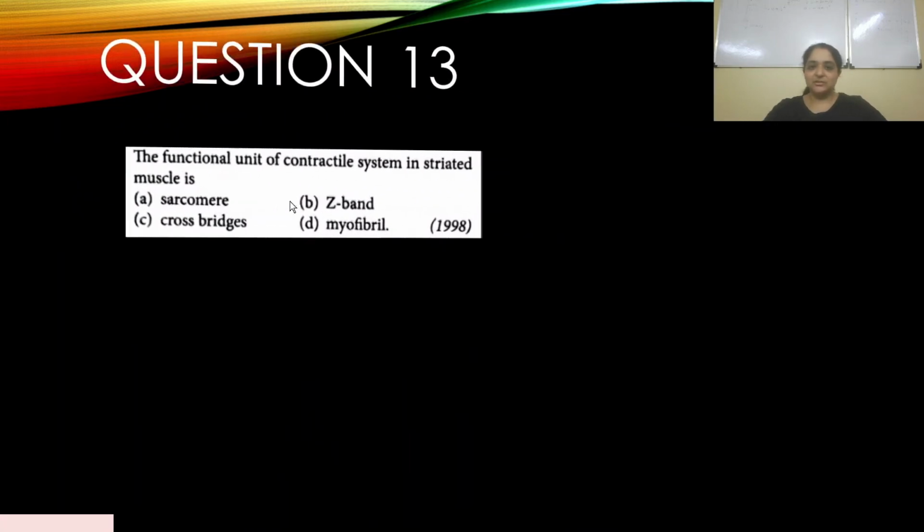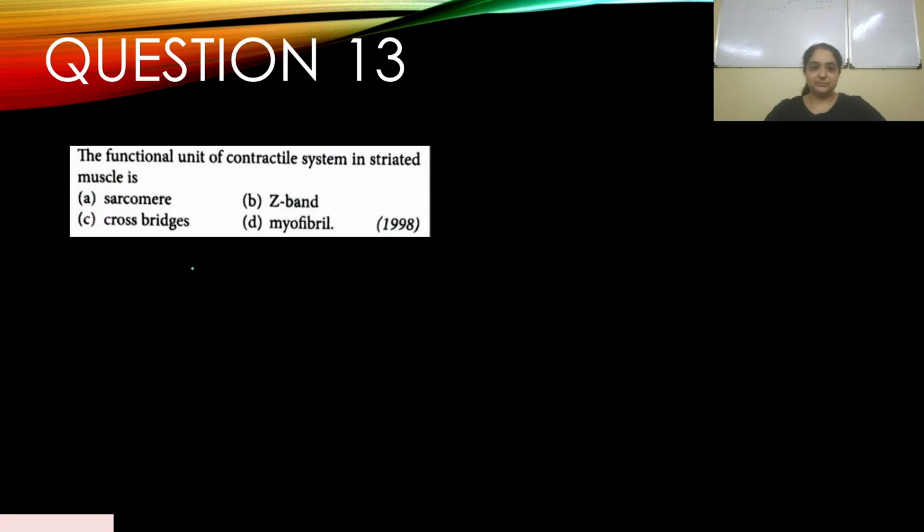Next question. Question number 13. The functional unit of contractile system in striated muscle is, this appeared in 1998. A. Sarcomere, B. Z-band, C. Cross bridges, D. Myofibril. So the functional unit of contractile system is sarcomere, right? Answer is A. We already discussed this.